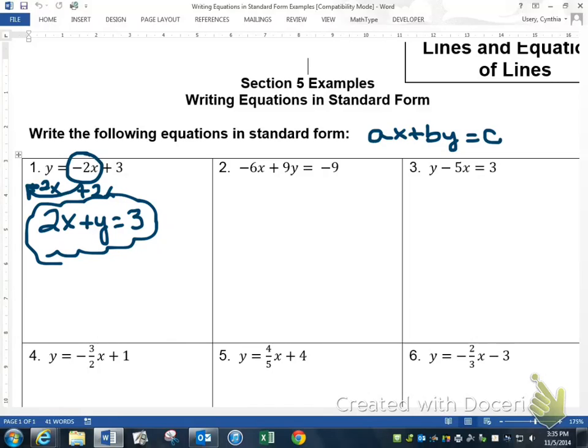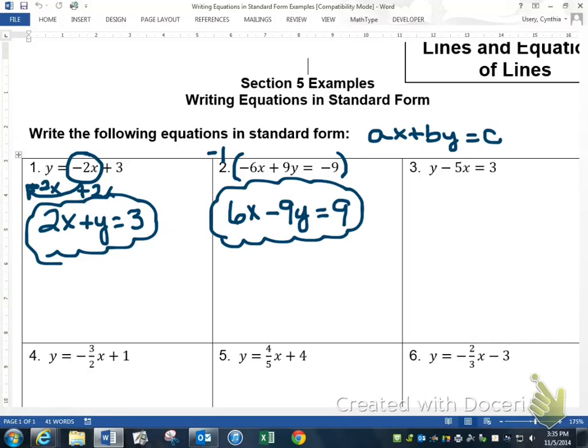Number 2 is negative 6x plus 9y equals negative 9. All right, there are no fractions, but we do have a negative in front of the x. So what we want to do to get rid of that is we're going to multiply the entire equation by negative 1. When we do that, it changes everything to its opposite sign. So a negative becomes a positive and a positive becomes a negative. So this would become positive 6x minus 9y equals positive 9, and now it's in standard form. And we're done.